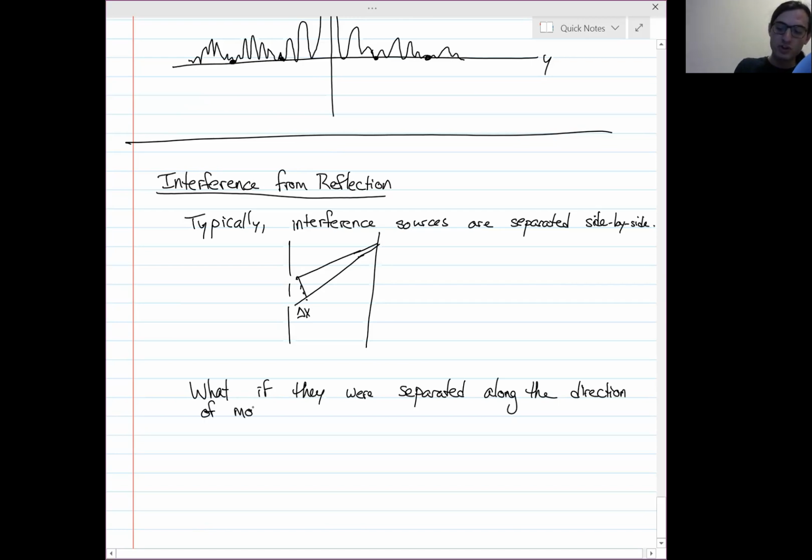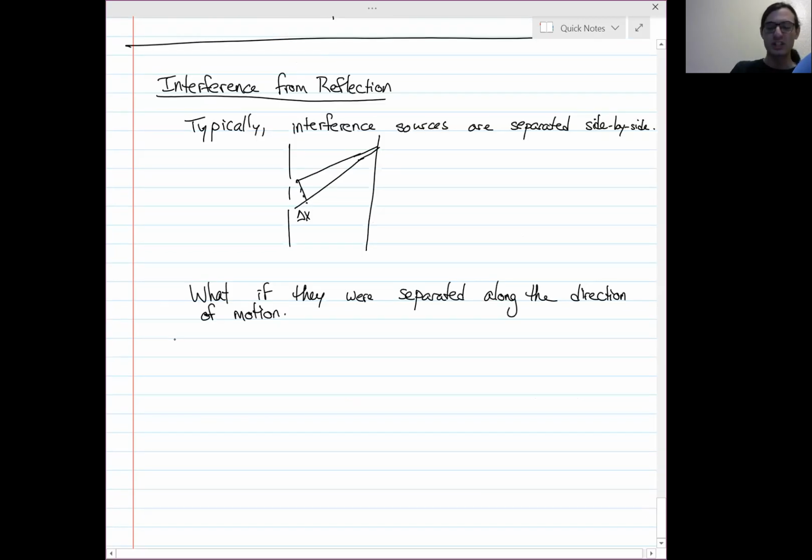What if you had two sources, one of which was in front of the other? Then how could you get those two to interfere? Well, it's kind of hard to do in practice, or you might think it's hard, but it turns out that there is a relatively easy way to do this. Let's have the same light source reflect off of two surfaces, one after the other.